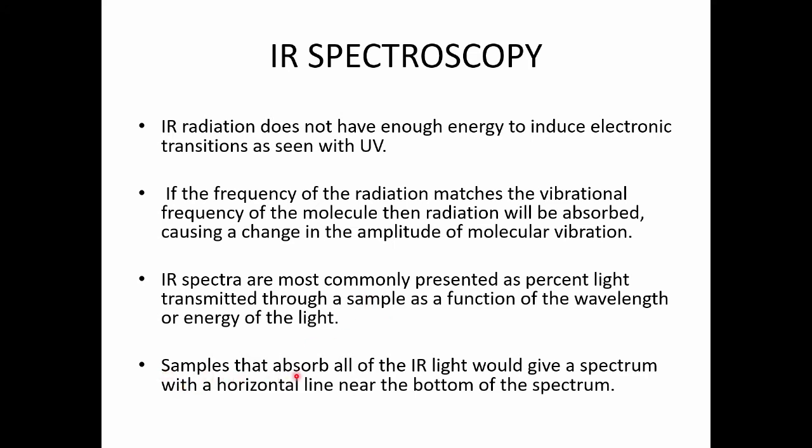And then samples that absorb all of the infrared light would usually give a spectrum with a horizontal line near the bottom of the spectrum. This isn't usually the case, but sometimes there are compounds that do absorb infrared light very well.